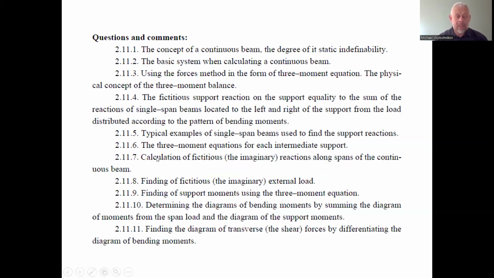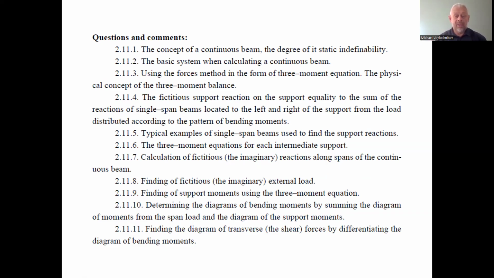So, questions and comments. The concept of continuous beam, the degree of static indefinability. The continuous beam is a beam with more than two supports at the ends. The degree of static indefinability for the continuous beam is the number of the supports minus 3. The number of simple supports minus 3 depends exactly on the kind of support.